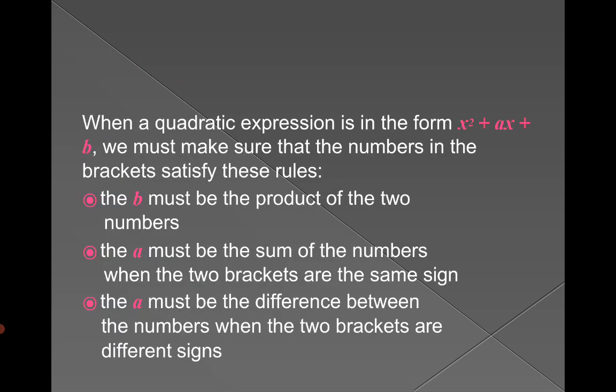All right, so when a quadratic expression is in the form x squared plus ax plus b, we must make sure that the numbers in the brackets satisfy these rules. One, the b must be the product of the two numbers. And the a must be the sum of the numbers when the two brackets are the same sign. And the a must be the difference between the numbers when the two brackets are of different signs. We are going to look at how this works.